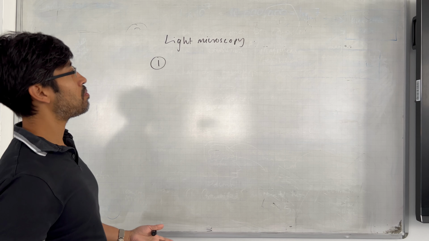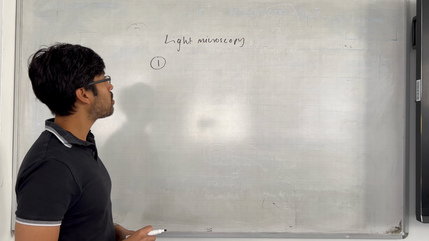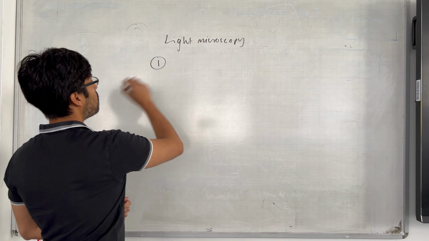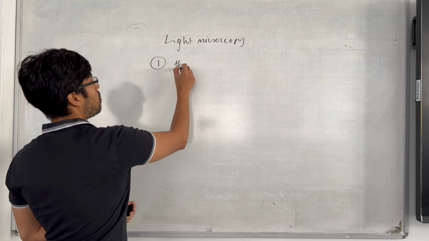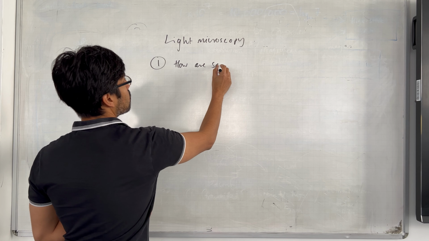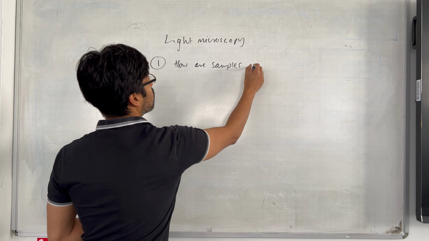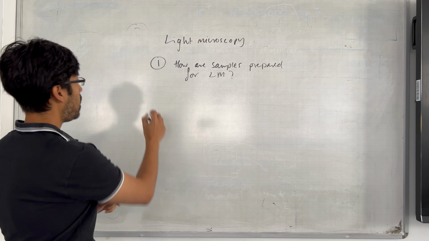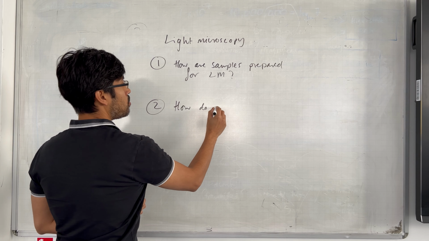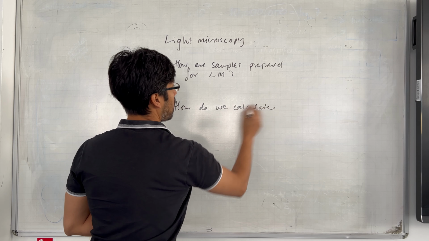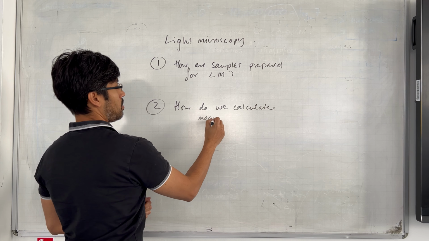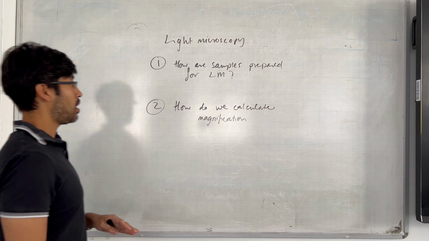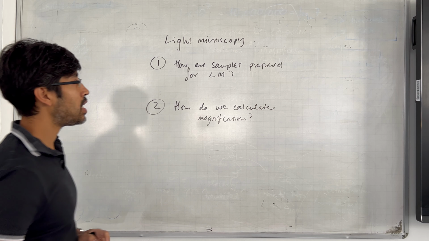Now, what are the 3 essential questions? I'm hoping there's always going to be 3, but I don't want to force 3 out of it every single time. But what are the 3 questions? Number 1, how are samples prepared for light microscopy? 2, how do we calculate magnification? Always everyone's favorite.